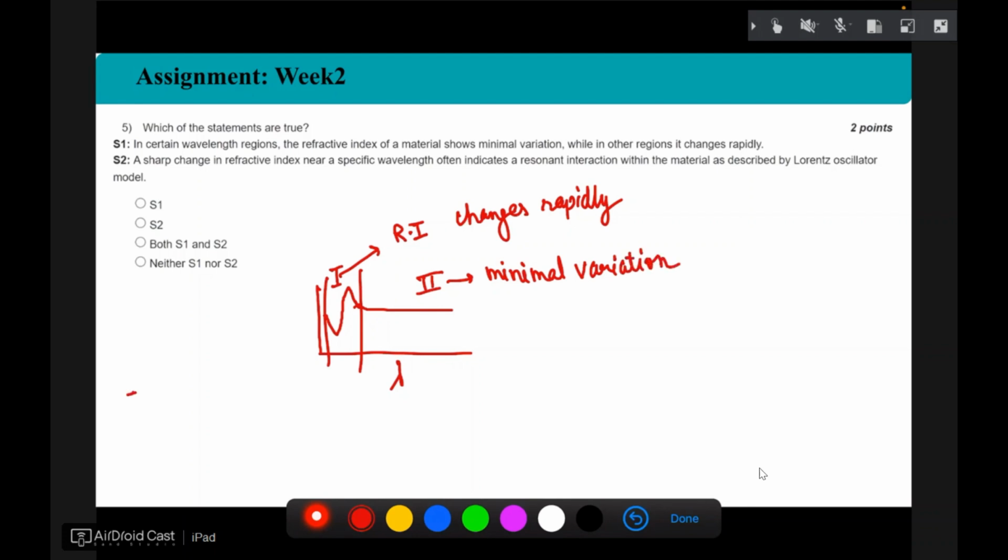Minimal variation. So S1 is true. Then in the second case, a sharp change in refractive index near a specific wavelength often indicates a resonant interaction within the material as described by the Lorentz oscillator. So we saw that.